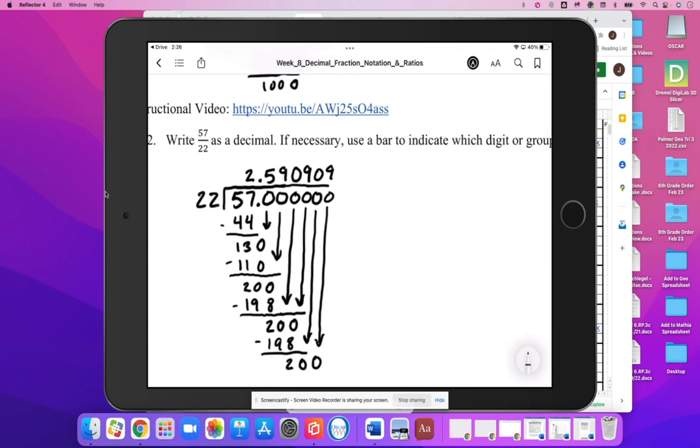So we can say that our answer is going to be 2.590, and the 90 is a piece that's going to repeat. So we need to put a line over the 90 to indicate that the 90 would be something that repeats.